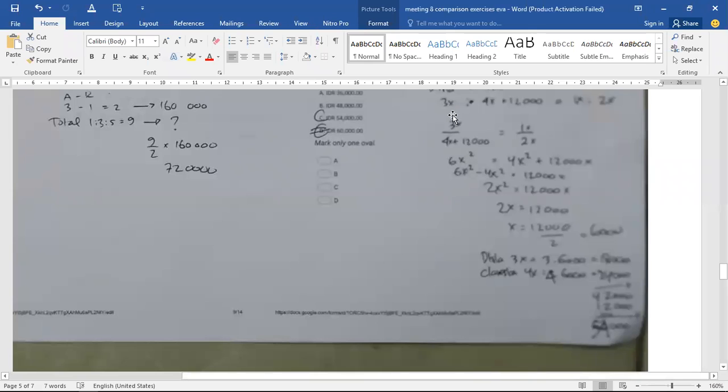So we want to multiply it across, like 3x times 3 is equal to 9x, and then 4x plus 12,000 times 1 is equal to 4x plus 12,000.